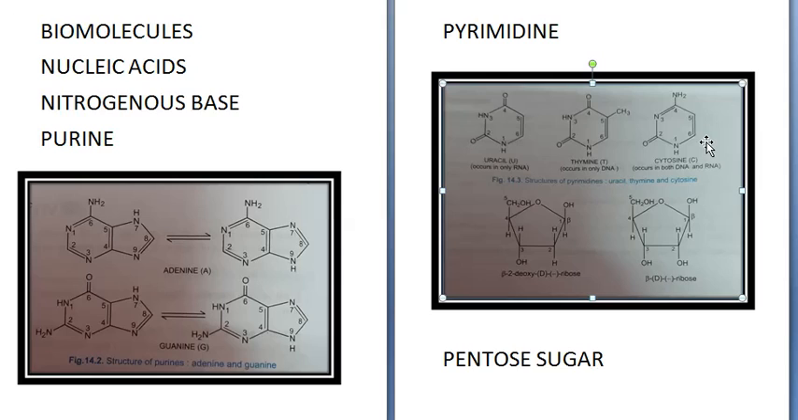Now next you have a pentose sugar. Second part of a nucleotide is pentose sugar. So there are basically two types of sugars present in nucleic acid. RNA contains beta D ribose, but in DNA there is beta D 2-deoxyribose. This is beta 2-deoxyribose and this is beta ribose. So ribose sugar is found in RNA and deoxyribose is found in DNA. The third part of nucleotide is the phosphate group.